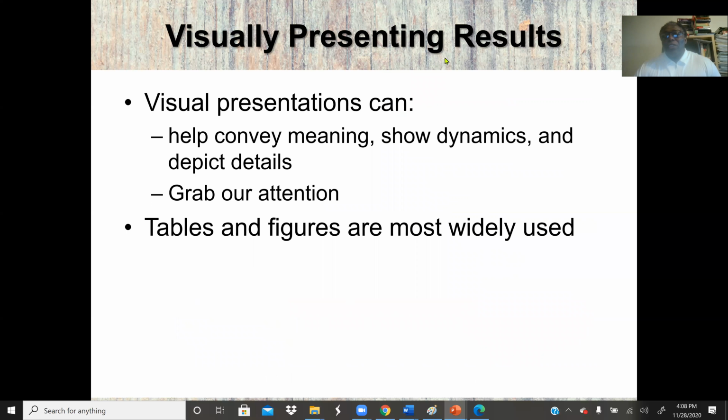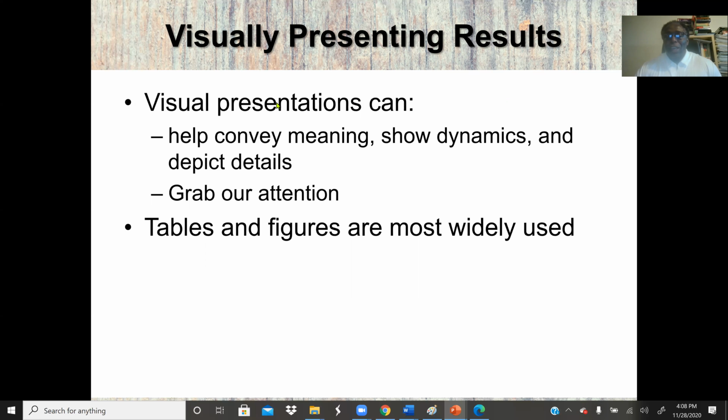So visually presenting results is very, very powerful, very strong. Visual presentation can help convey the meaning, and also show the dynamics and the details. That's why even in data analysis, we have so many software tools designed to visualize the results, even the process of data analysis, in visualization form. An example would be Tableau.